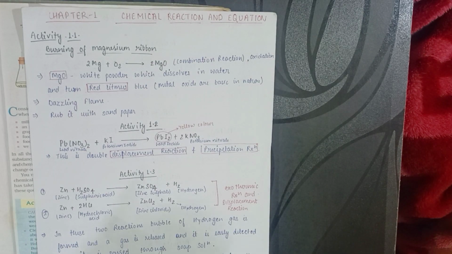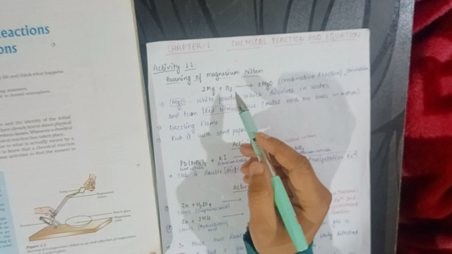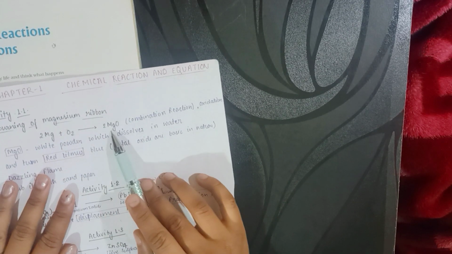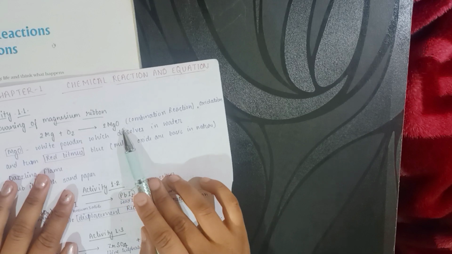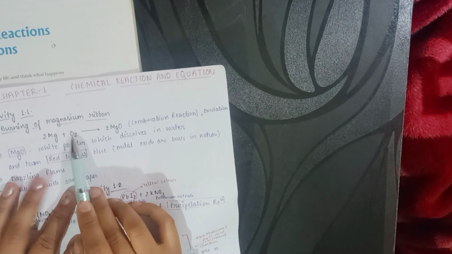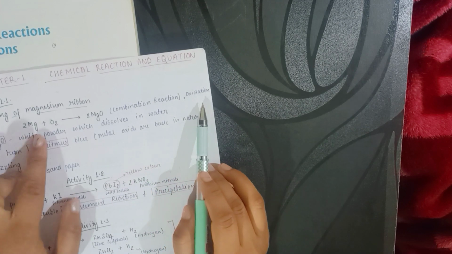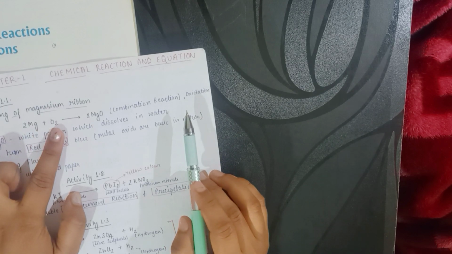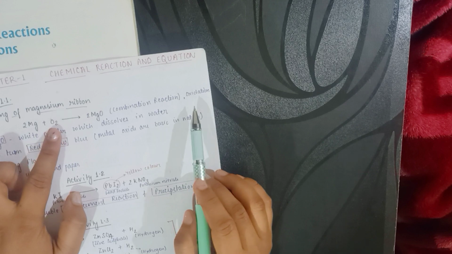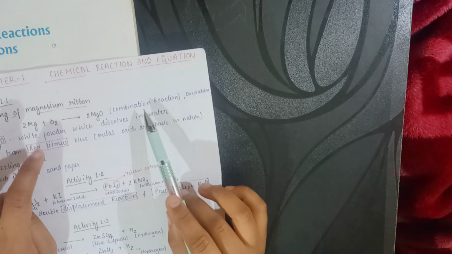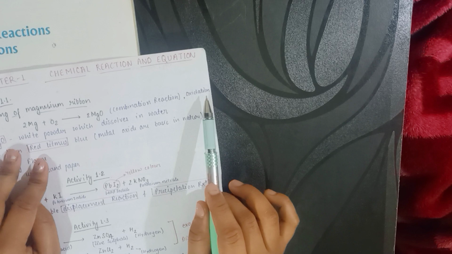Activity 1.1 from the NCERT textbook. In the first activity, we burn magnesium in the presence of oxygen. Magnesium reacts with oxygen to give 2MgO, magnesium oxide. Here two reactants combine and form a single product, so this is a combination reaction, and since oxygen is added, it is also an oxidation reaction. Two types of reactions occur: combination and oxidation.